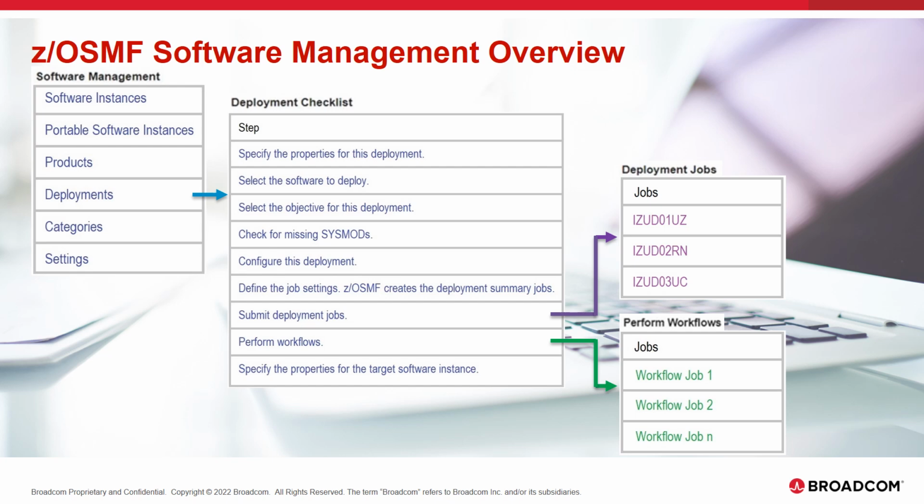This is an overview of the zOSMF process to deploy a software instance. You will select Deployments from the primary software management menu. This then opens the deployment checklist, which are the steps required to complete the installation of the product. Note that two of the deployment steps, submit deployment jobs and perform workflows, include sub-steps for jobs associated with deployment jobs and workflow jobs. There are 3 deployment jobs for all products and 1 or more workflow jobs based on the product.